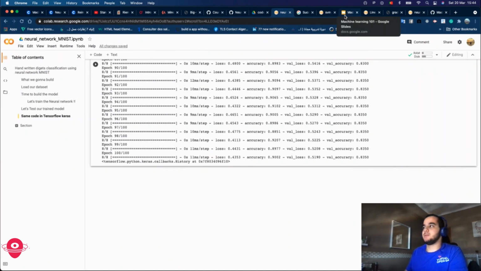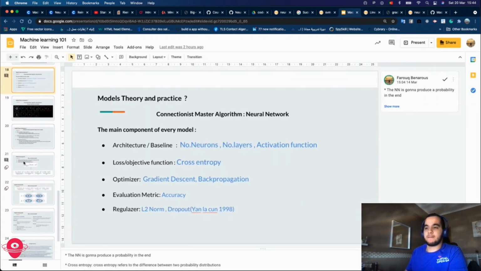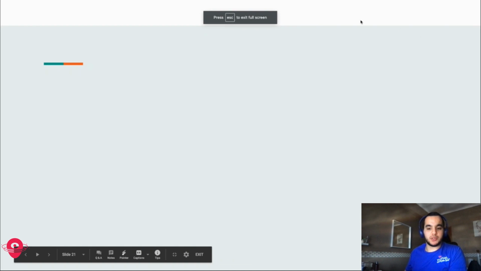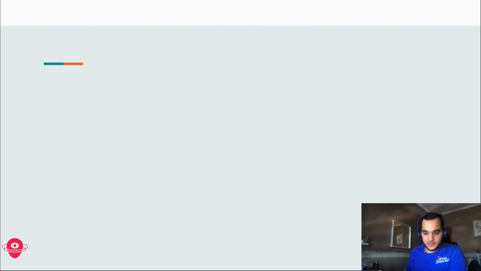Now we're gonna talk about, let's go back into the slides. We're going to talk about that concept that we mentioned in the plan of the workshop, which is called the bias versus variance trade-off, which is a very crucial point to understand when it comes to training and building these models. So before we jump into this point, are there any questions that you want to ask, guys? Yeah, definitely.